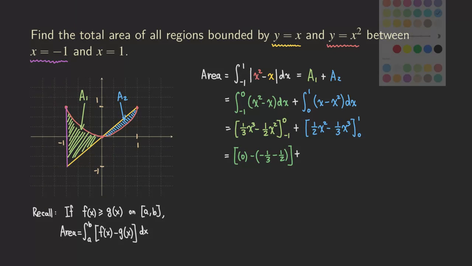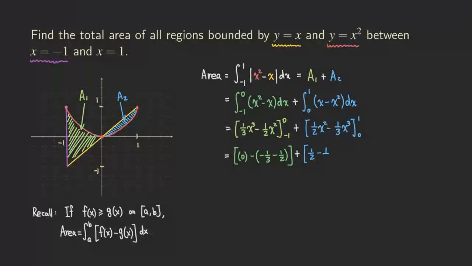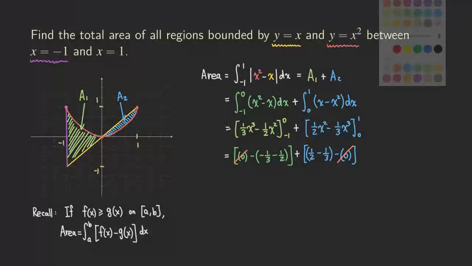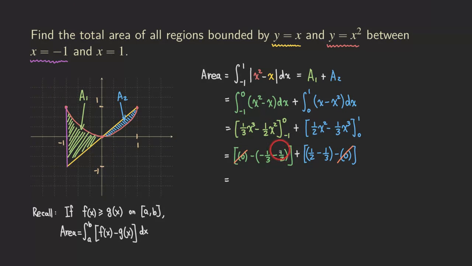For A2, we plug in the 1, we get 1 over 2, and plug in the 1, we get 1 over 3. And then minus, if you plug in the 0, you just get 0, so we don't need to worry about those. Now finally we are going to do the calculation. What is the final answer? You have this -1 that's being distributed to both terms inside the parentheses, so we get +1 over 3, +1 over 2, and then +1 over 2.